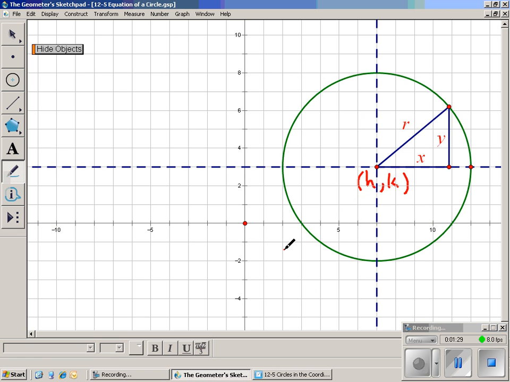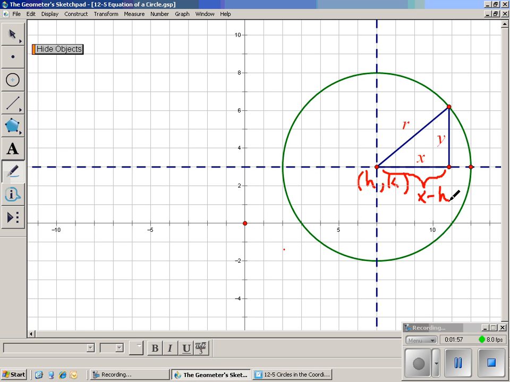Okay, I have moved the circle to some center that I'm going to call h comma k, where the x coordinate of that center is h and the y coordinate of that center is k. Now it's still true if I rotate this around that it still makes a right triangle. Okay, but the trick is how long is this length? Okay, it'll be x minus h.